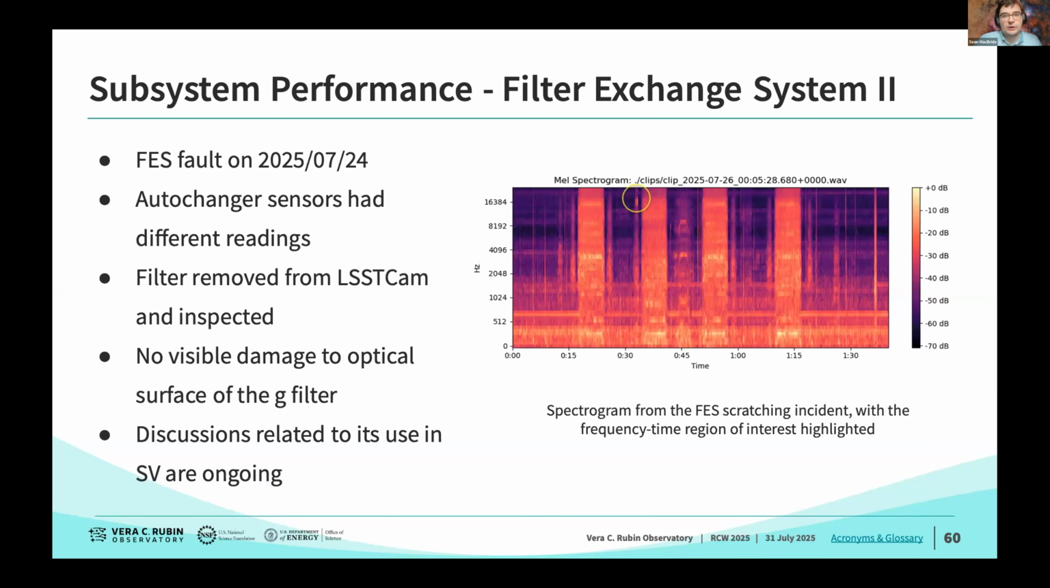However, last week, we experienced our first major hiccup related to the filter exchange system, where one of the 2 clamps that moves the auto changer was sensing the filter it was trying to load into the camera, while the other sensor was not. We have since removed the individual filter from the camera and inspected it. There's no visible damage to the optical surface of the filter, so rest assured that is okay.